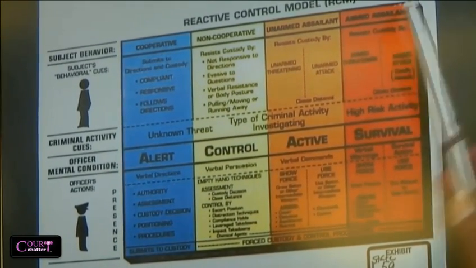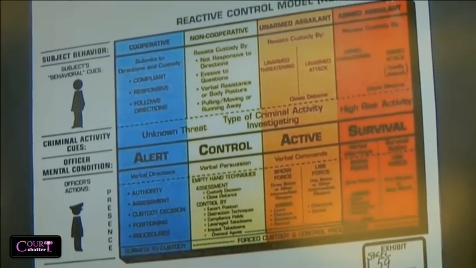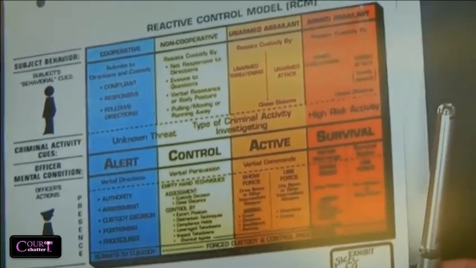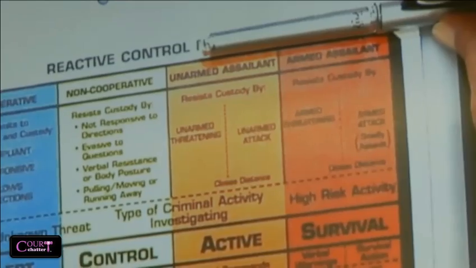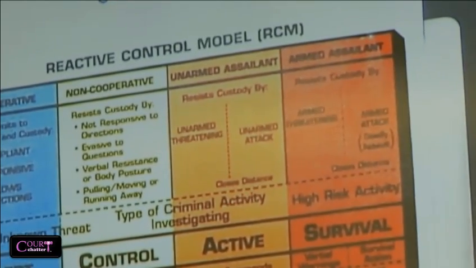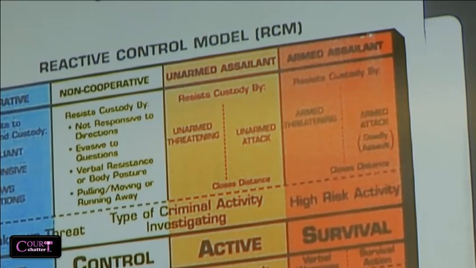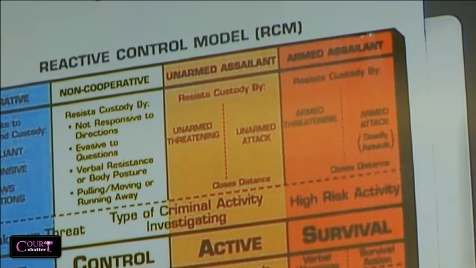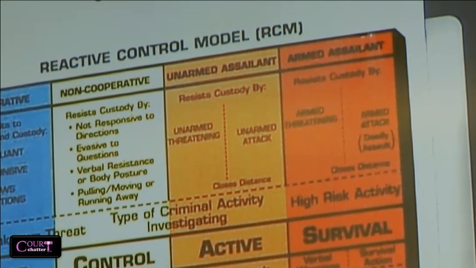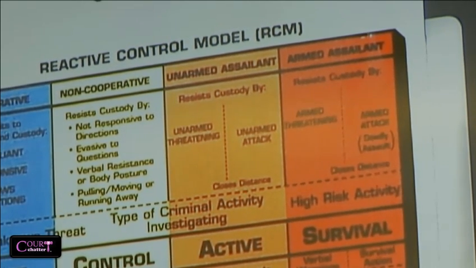Okay, and I want to ask you about this red zone here, where it says armed assailant. And just because you get into the red zone, are you allowed to shoot somebody? No. Okay, can you explain to the jury, please, what the limits are for police officers as far as dealing with armed assailants and when it is appropriate to shoot someone?